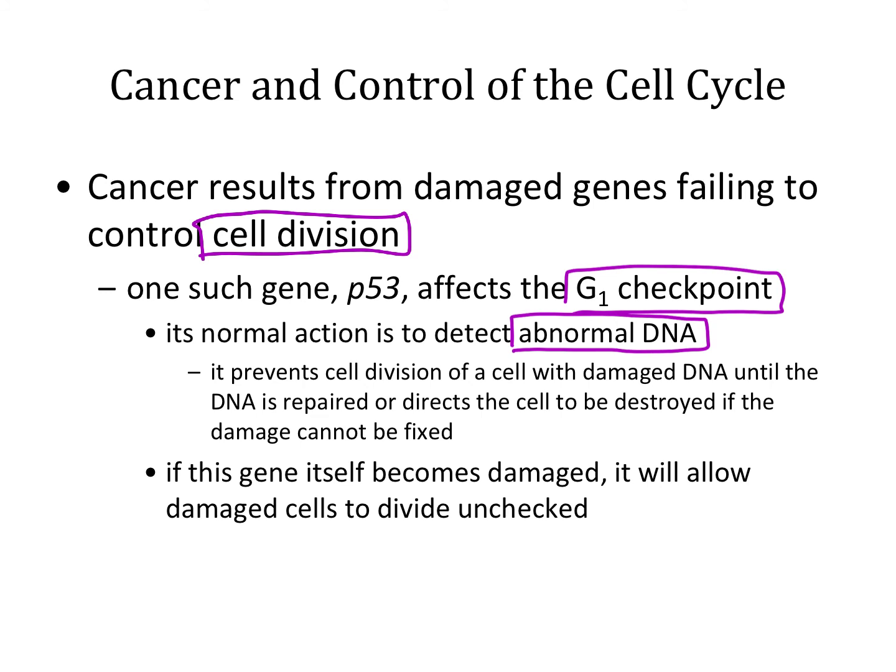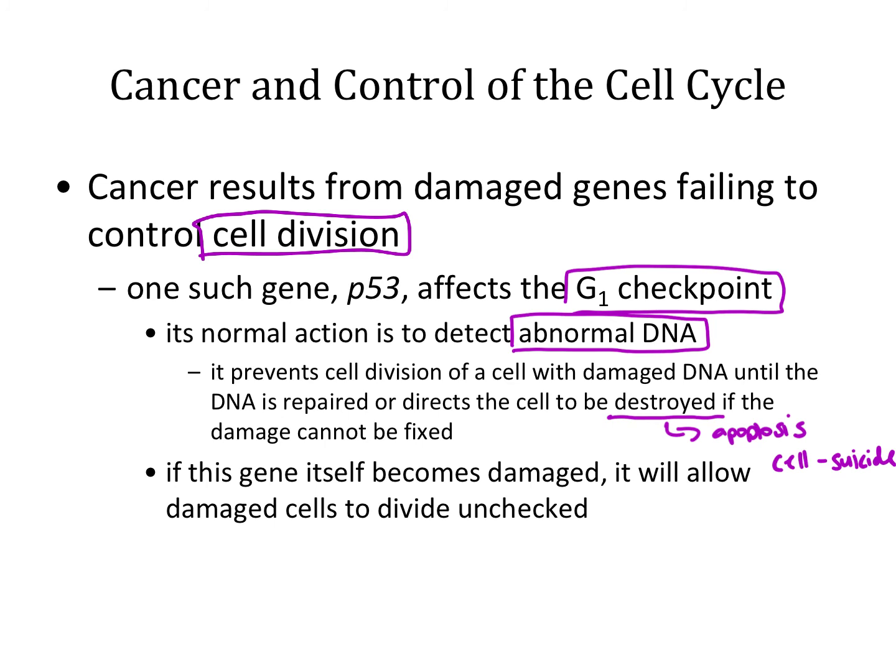So P53 will stop a cell, okay? P53 stops the cell, and it usually directs the cell to destroy itself. So we call this apoptosis. This is selected cell suicide. Is it better to kill a cell that is damaged or to let it just hang out damaged? It's better to kill the cell. I want to get rid of it, okay? So P53 will direct any damaged cells to undergo suicide, kill themselves, okay?